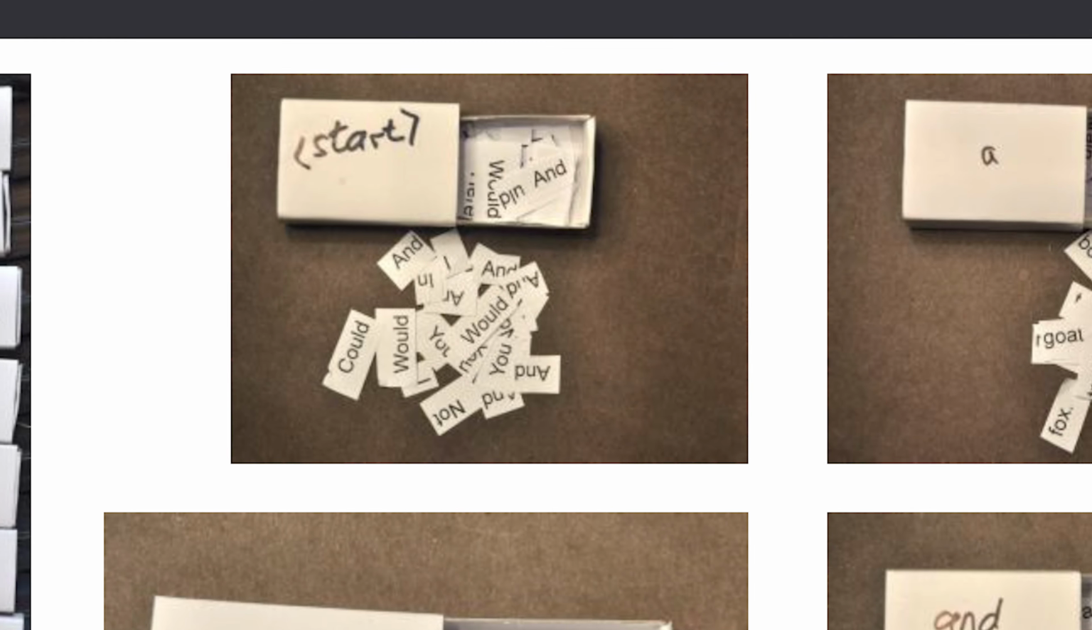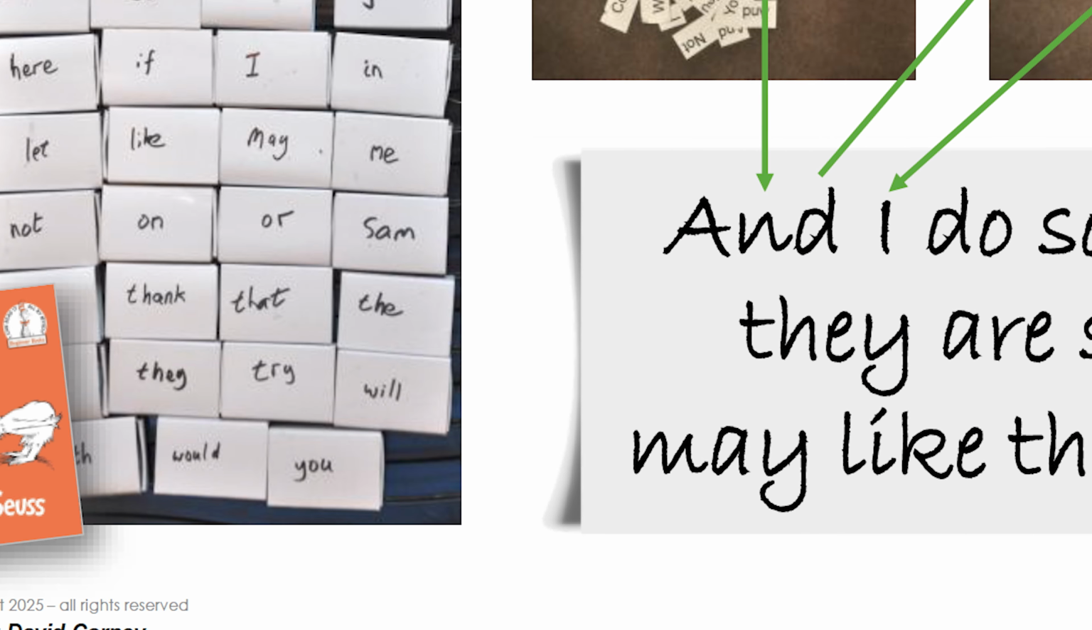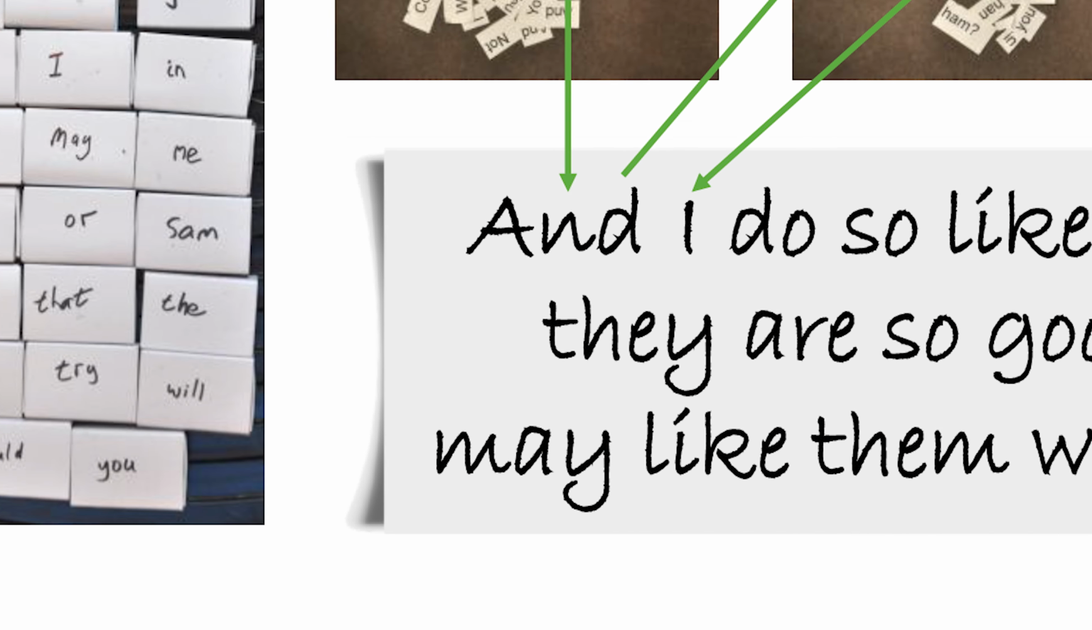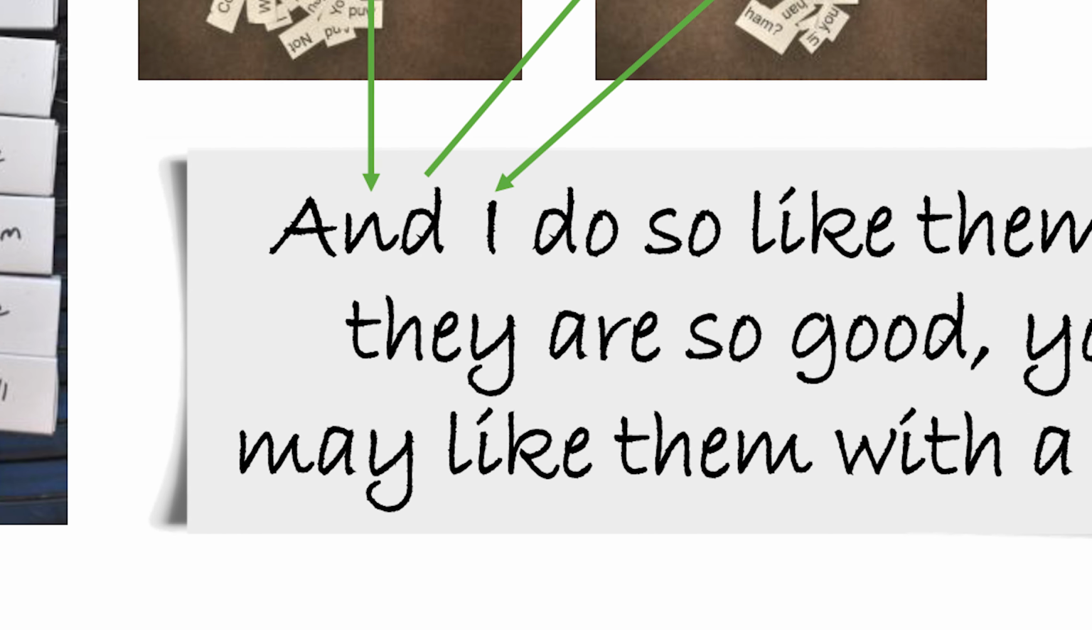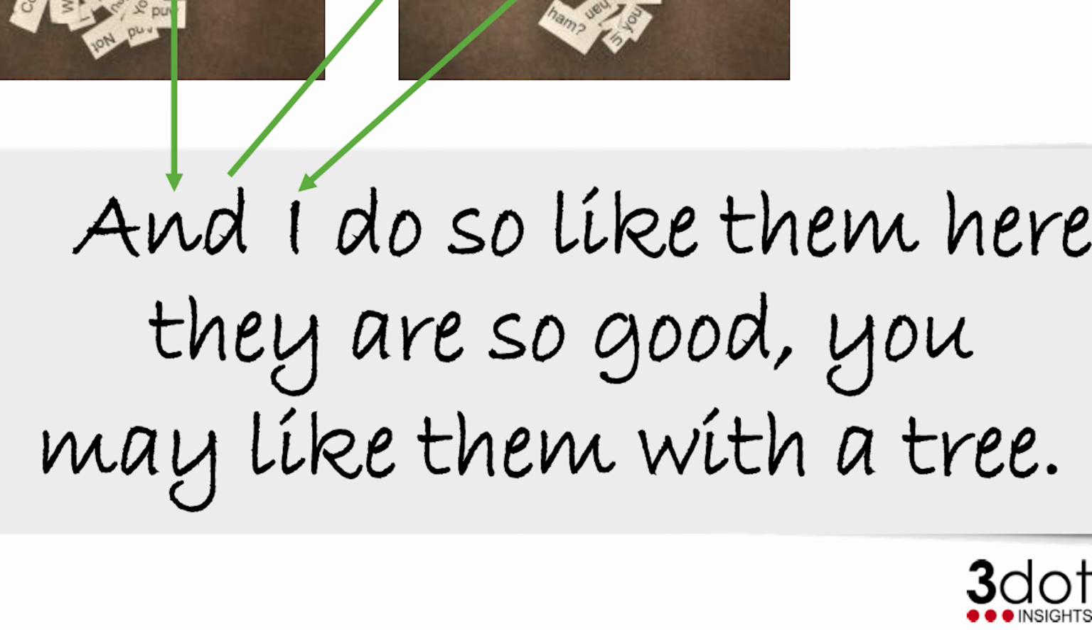Now, once we've got that all done and complete, we're going to take the box that says start, and we're going to shuffle it, and we're going to pull a word out. For the example that I did, the word that came out was the word and. After we've got the word and, we go to the matchbox that says and we pull a word out. In my example, I got the word I. And we're going to keep repeating this until we get to a point where there is no matchbox for the word we have. The sentence I come up with after going through this process is, and I do so like them here, they are so good, you may like them with a tree.